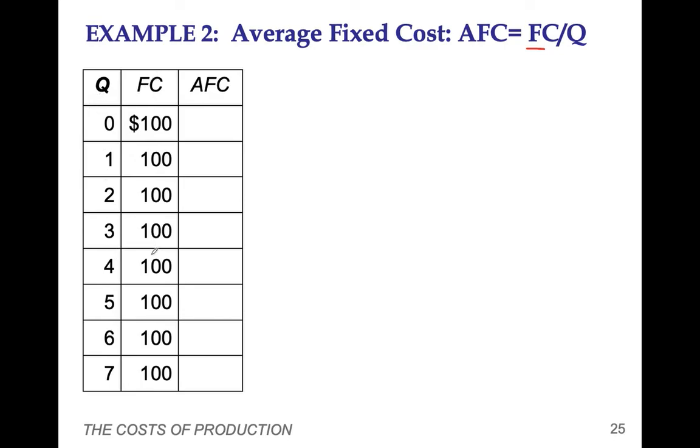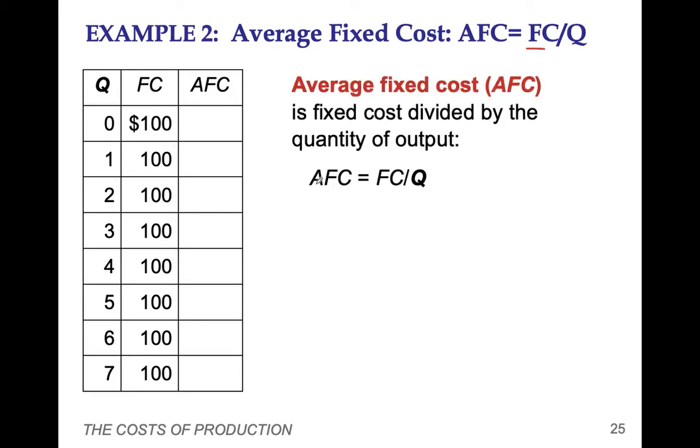The fixed cost is fixed at $100. So the average is dividing 100 by the number of units produced. The average fixed cost, AFC, is fixed cost divided by the quantity of output. So we see that at the beginning it is 100 for the first unit, and then it is 50, then 33.33, 25, 20.